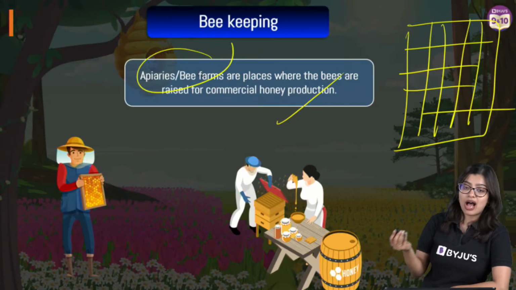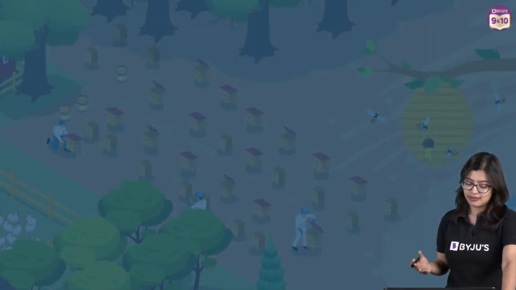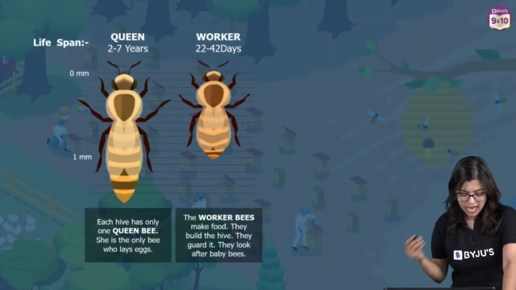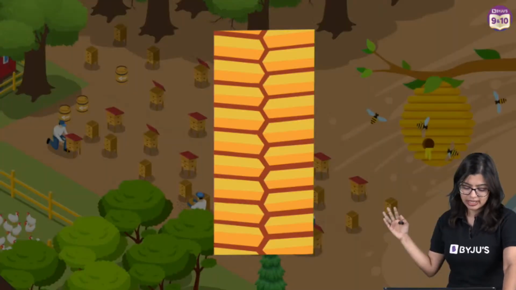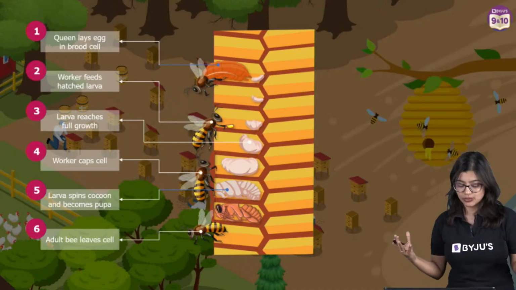So bee farms are also known as apiaries, right? From which you get honey, beeswax and so on. Of course, I'm not going into the details of it, it's a little beyond this. But one thing you need to understand is how honey is formed, right?